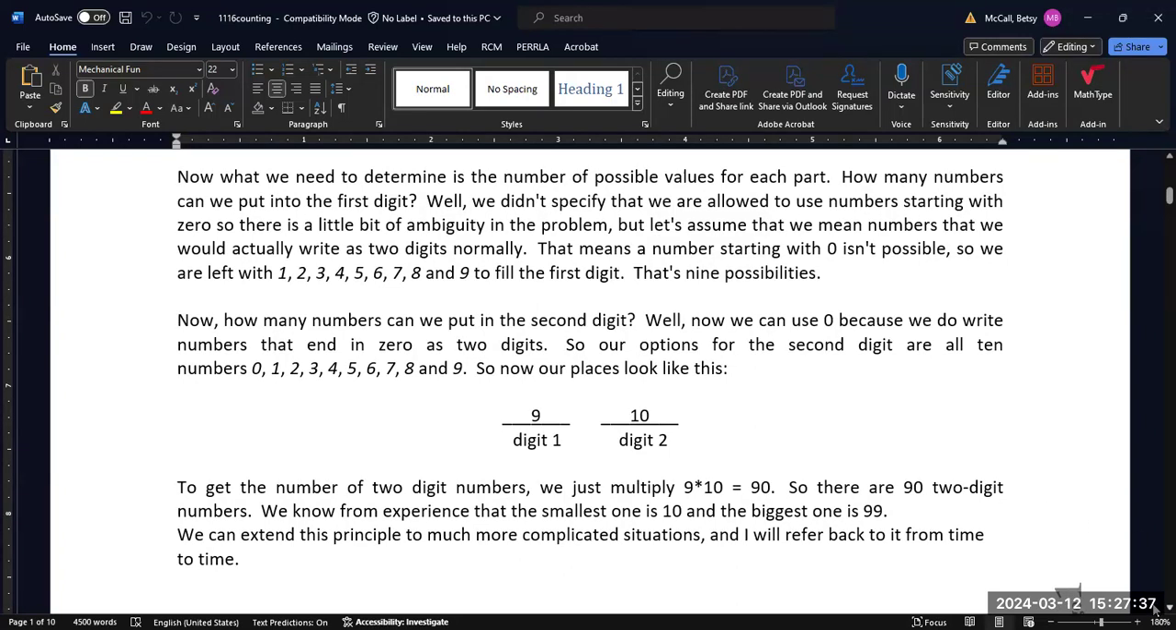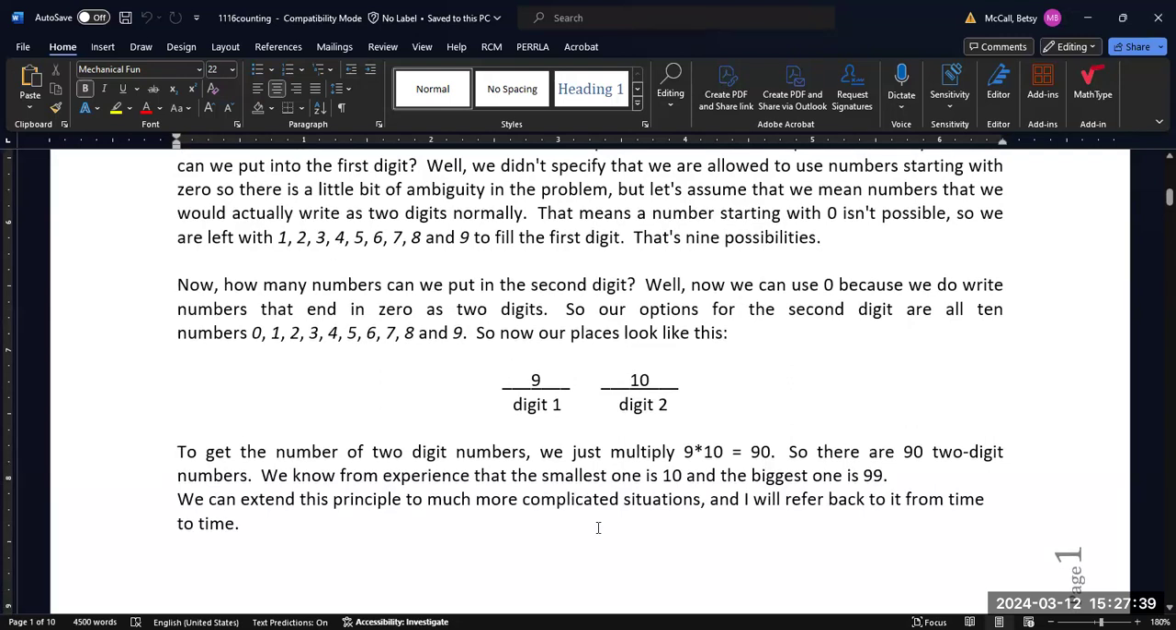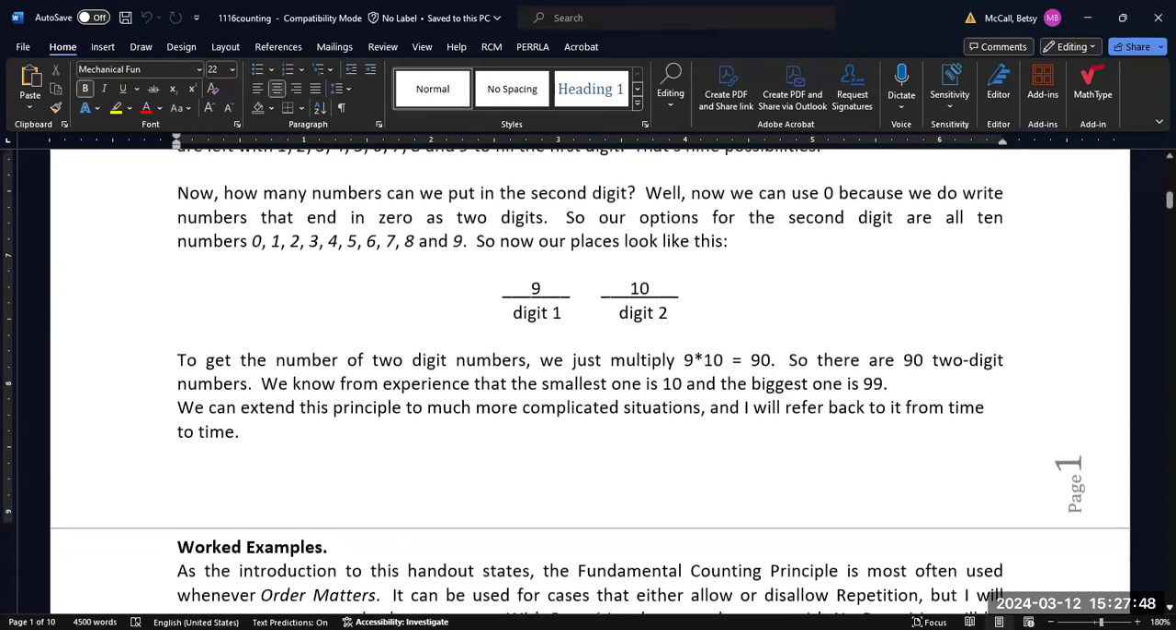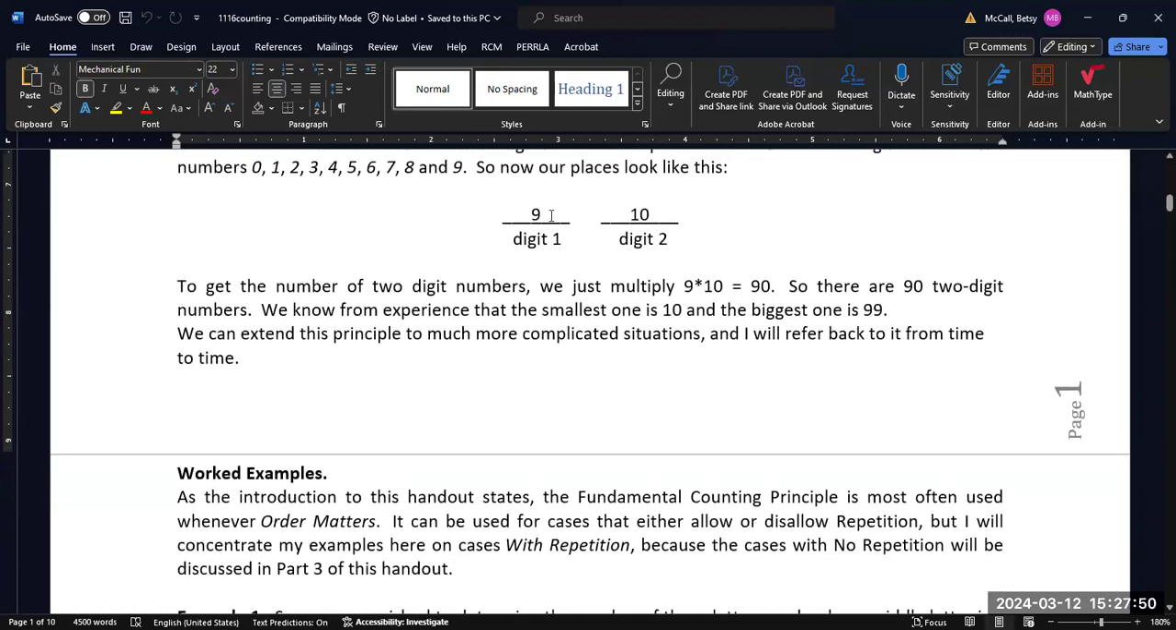There would be 100 of them, as I said, if you were able to specify 0, 1, and not just 1. The context of the problem is going to determine whether you're allowed to have 0 as the first digit or not.